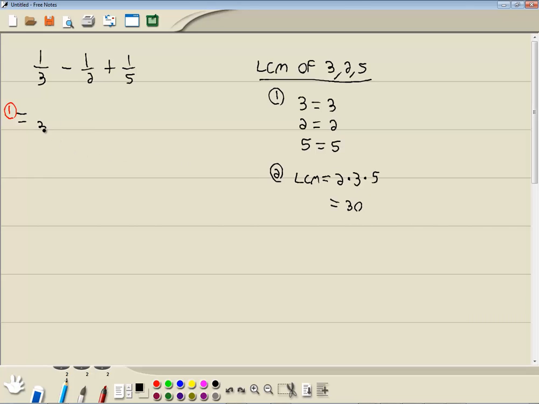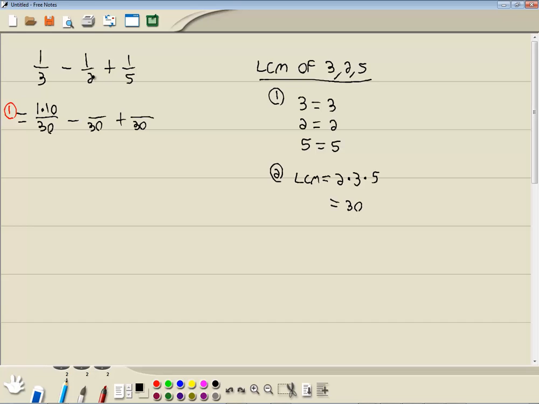Now we're going to rewrite each fraction with that new denominator. Now you look at your old denominator, like in our first fraction we got 3, and you ask what did you multiply it by to get your new one? Well, 3 times 10 gives you 30, so since we multiplied the bottom part by 10, we multiply the top part by 10.